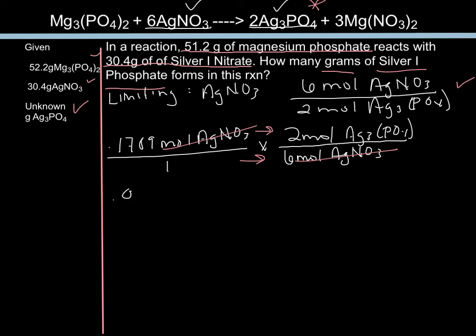Once I go ahead and do that operation, I'm going to end up with 0.059633 moles of silver phosphate. That's how much product is going to be formed. Silver phosphate.